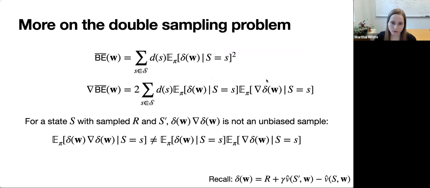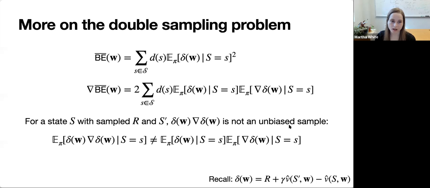And whenever you see the product of 2 expectations, you might start groaning because you're going to see that this is going to be hard to get an estimate of this gradient. So imagine if we were in a state S, we then transitioned and got a state S prime and R, and we just tried to use this as our sample of the gradient. So TD error times gradient of TD error.